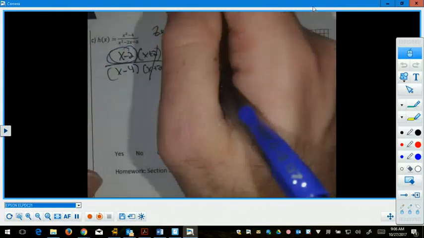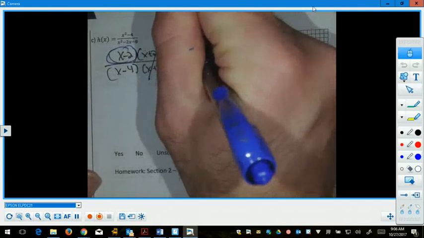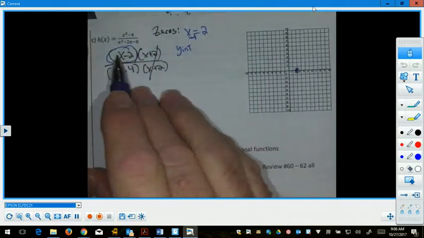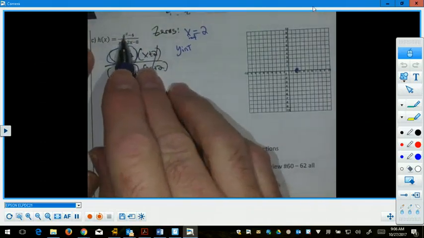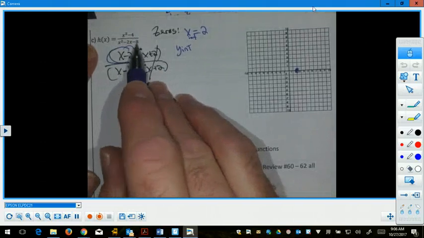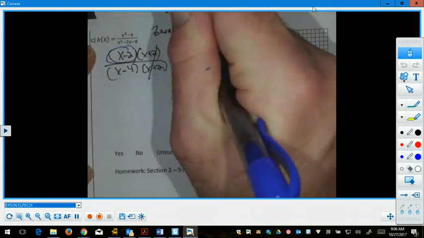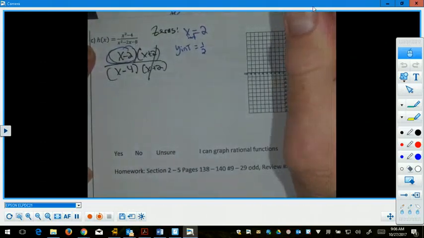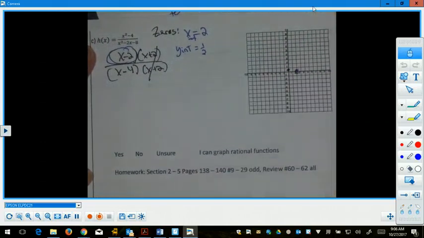And then for our y-intercept, I'm going to plug in 0. So I've got -4 over -8, which is positive 1/2. So I'll put a point there for my y-intercept.